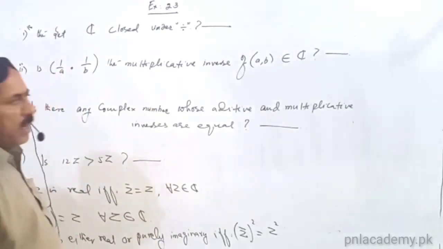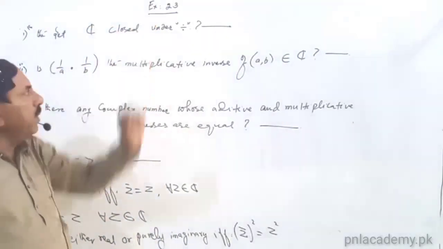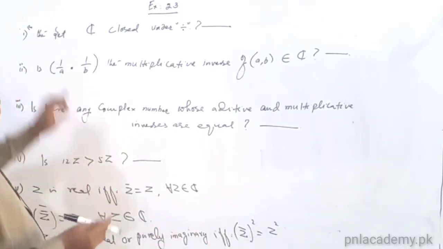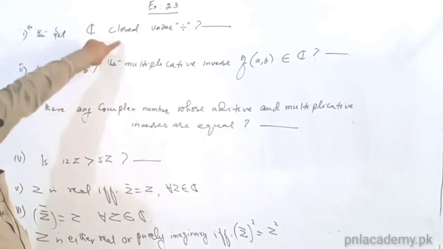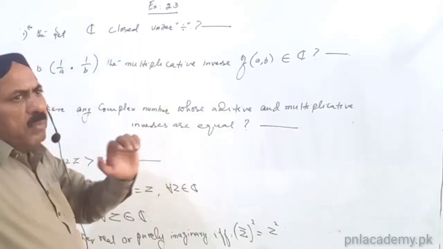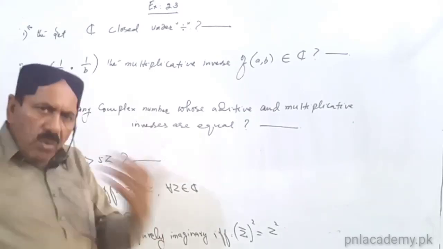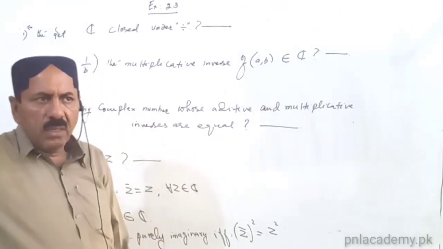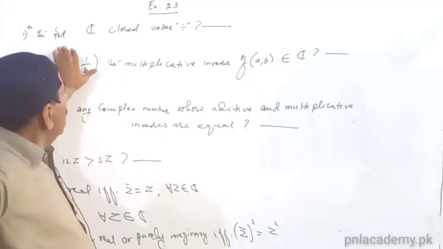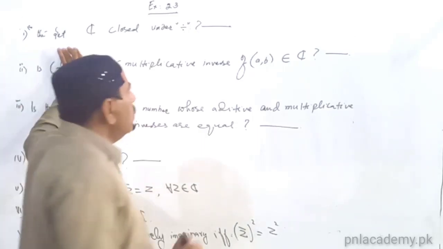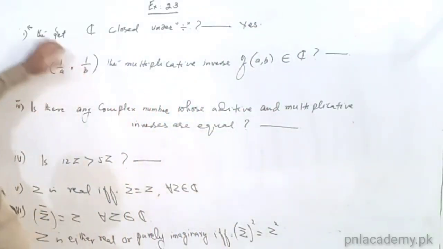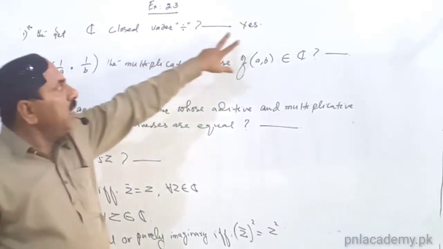A few problems are related to exercise 2.3. The first condition: is the set of complex numbers closed under division? It means that when we divide a complex number by another complex number, if the result is also a complex number, then it is closed with respect to division. Of course, when you divide two complex numbers, the result is also a complex number. So here the answer should be yes.